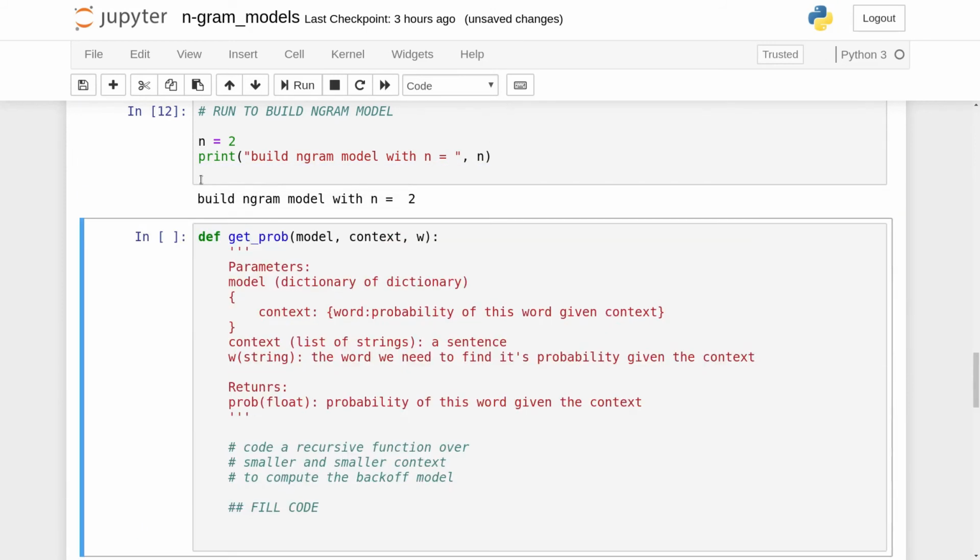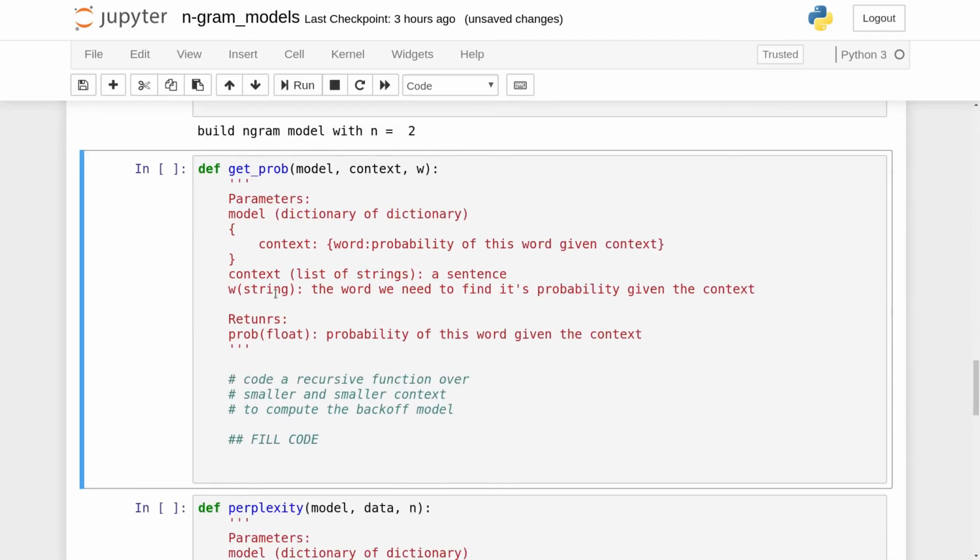Okay, so the next function that we need to implement is the function that gives us the probability of a word given its context. One thing that will come to your mind is we can directly call, because we need to find the probability of the word W given a context, model of context and W.